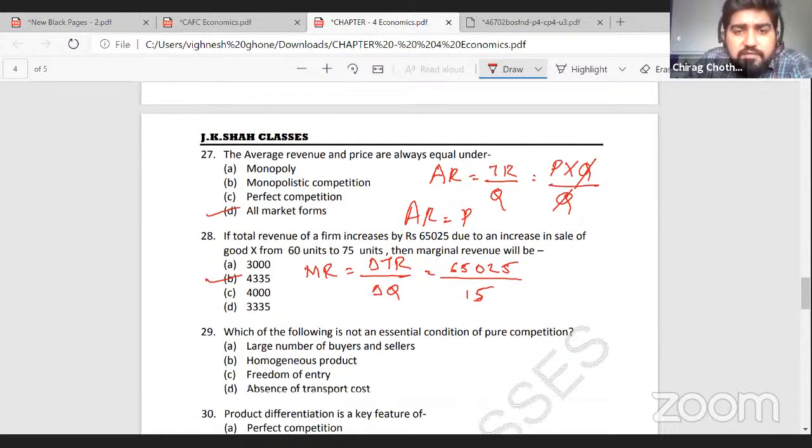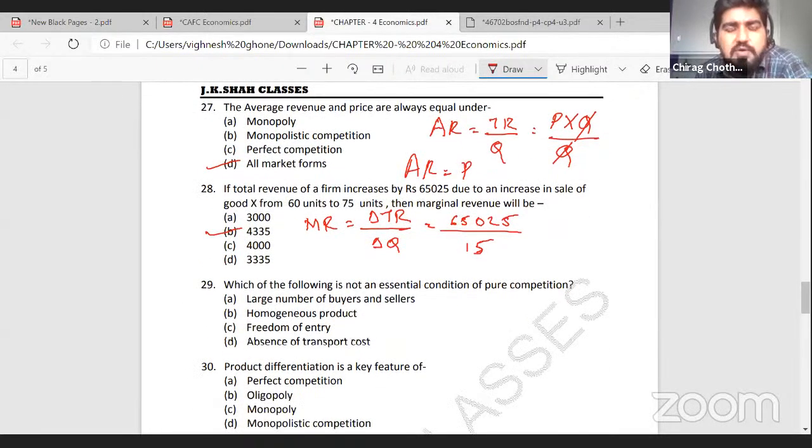Which of the following is not an essential condition of pure competition? What is pure competition? Pure competition, friends, it is part of perfect competition, but it satisfies not all the conditions, but some conditions. Like there should be large number of buyers and sellers, there should be homogeneous product, there should be same price and freedom of entry and exit. If these are the conditions which are fulfilled, then that type of market will be called as pure competition market.